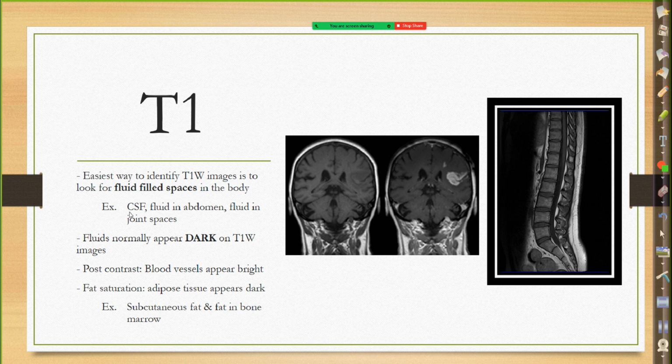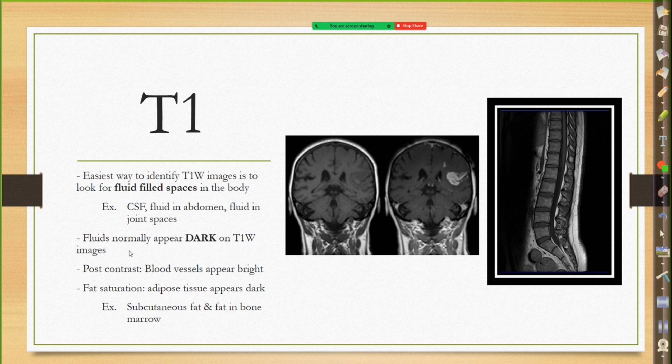So some examples: CSF, fluid in the abdomen, might even be the gallbladder or the biliary tract. You might have urine in the bladder. MSK, fluid in the joint spaces. MSK is a little bit harder, and I'll give you a tip to identify the difference between a T1 and a T2 for MSK, and it's really just looking at the muscle next.